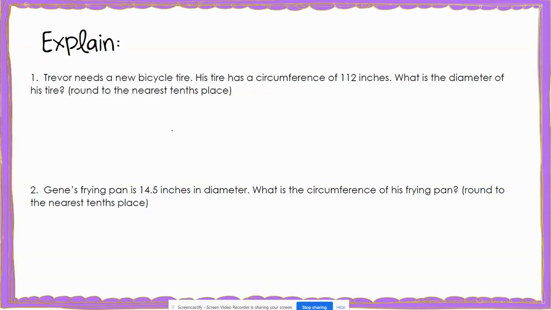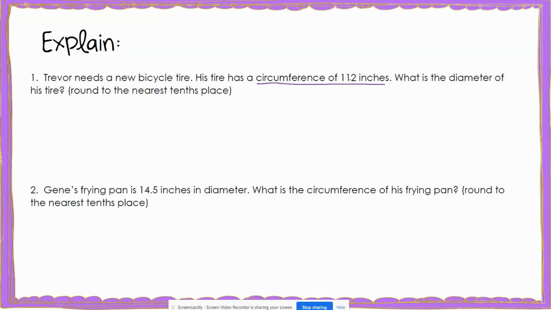Number 1 says Trevor needs a new bicycle tire. His tire has a circumference of 112 inches. What is the diameter of his tire, rounded to the nearest tenths place? When we look in our problem, we see that we are given the circumference.